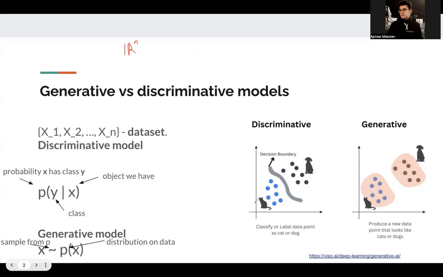And here you can see that we have a data set of cats and dogs, and we have a distribution. Here red means high density.